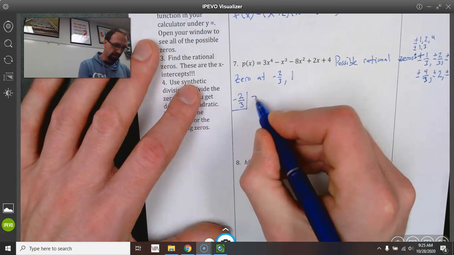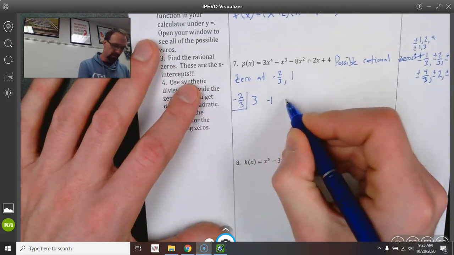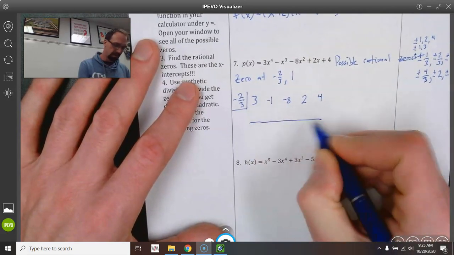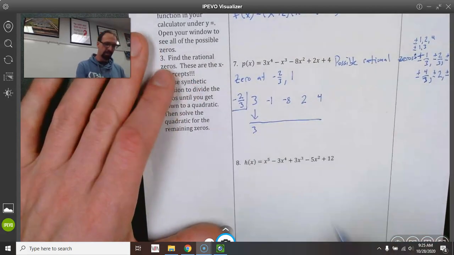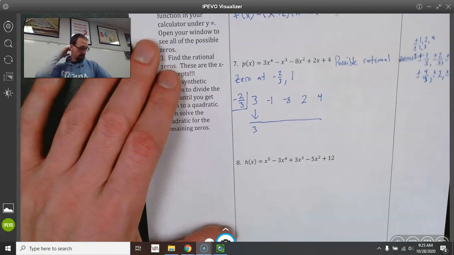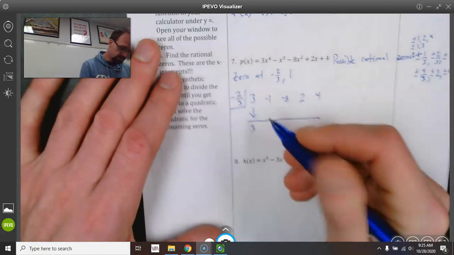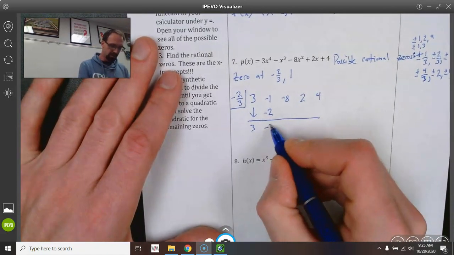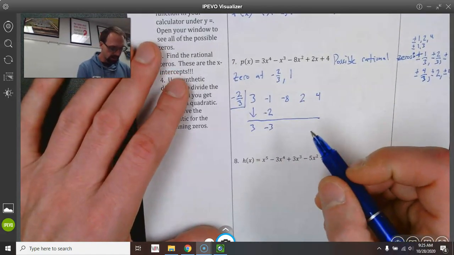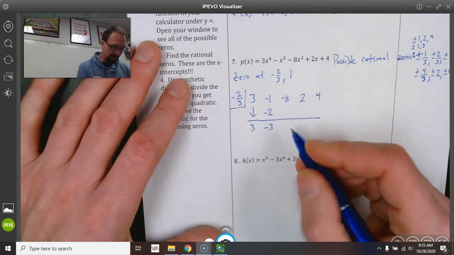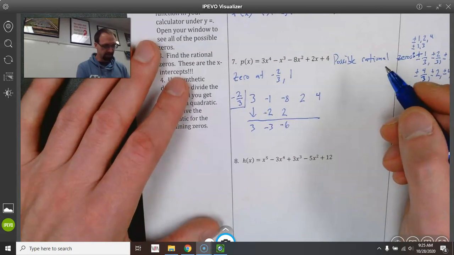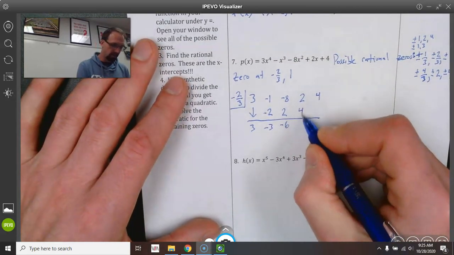My coefficients are 3, negative 1, negative 8, 2, and 4. So now when I go through, bring down the 3. 3 times negative 2/3 is going to be negative, what is that, 6/3? Negative 6/3 is negative 2. Negative 1 and negative 2 is negative 3. Negative 3 times negative 2/3 is going to be a positive 6/3, positive 2. There's negative 6. Negative 6, that's a positive 12/3, so that's 4.